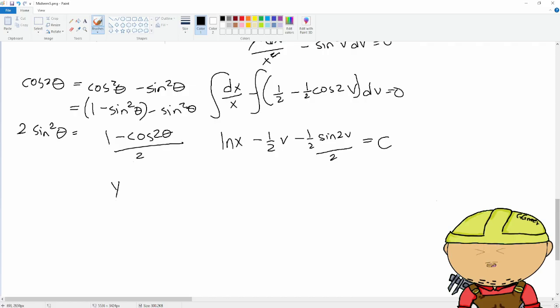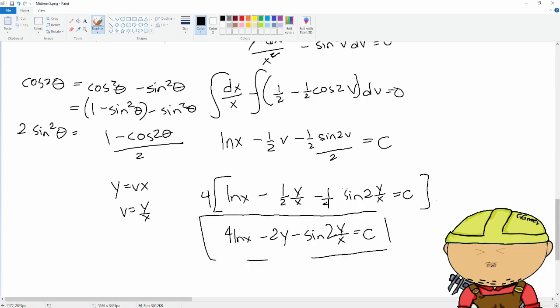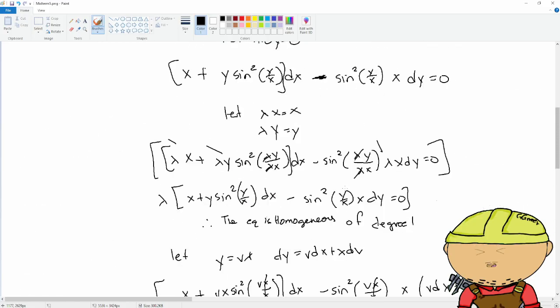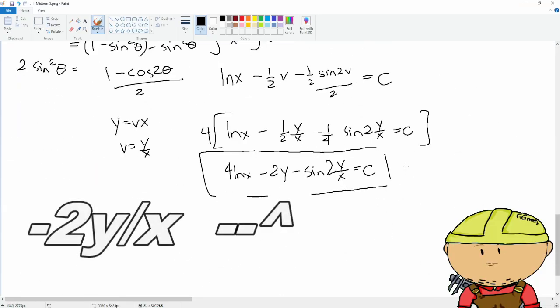Substituting back, if y is equal to vx, then v is equal to y over x, so ln x minus 1 half y over x minus 1 over 4 sine 2y over x. Multiply both sides by 4, so this becomes 4 ln x minus 2y over x minus sine 2y over x is equal to c. This is now our general solution. Is there an IVP? Not yet. We're still not solving IVP problems. Okay, so that's it.